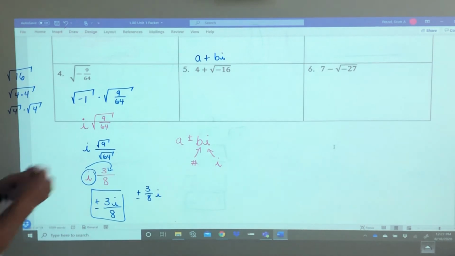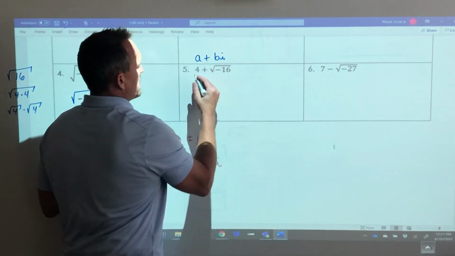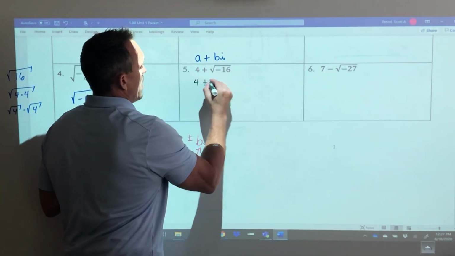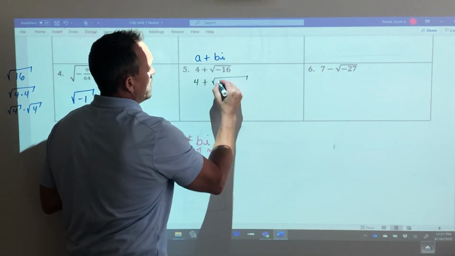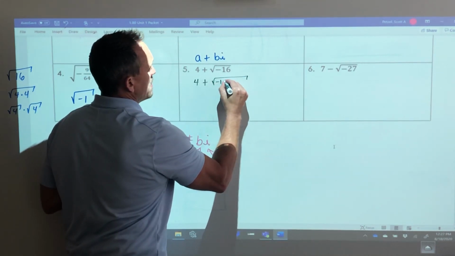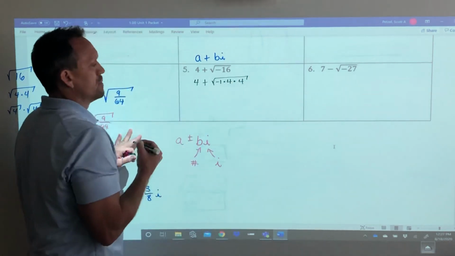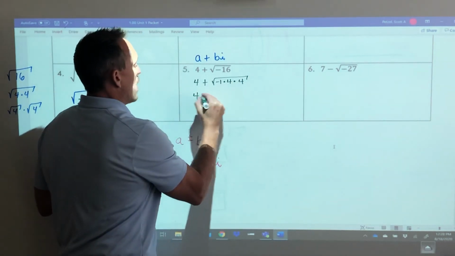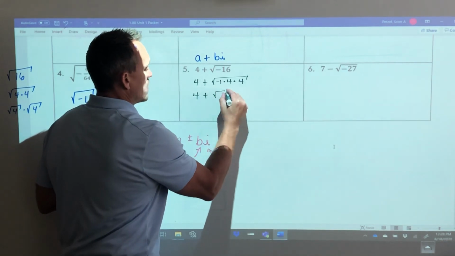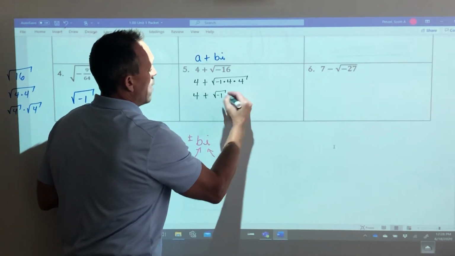Next one. So for this one, separate. 4 plus, I want to go -1 times 4 times 4. And I'm writing all of this out. Some of you guys are going to grasp this and won't have to do all of these.